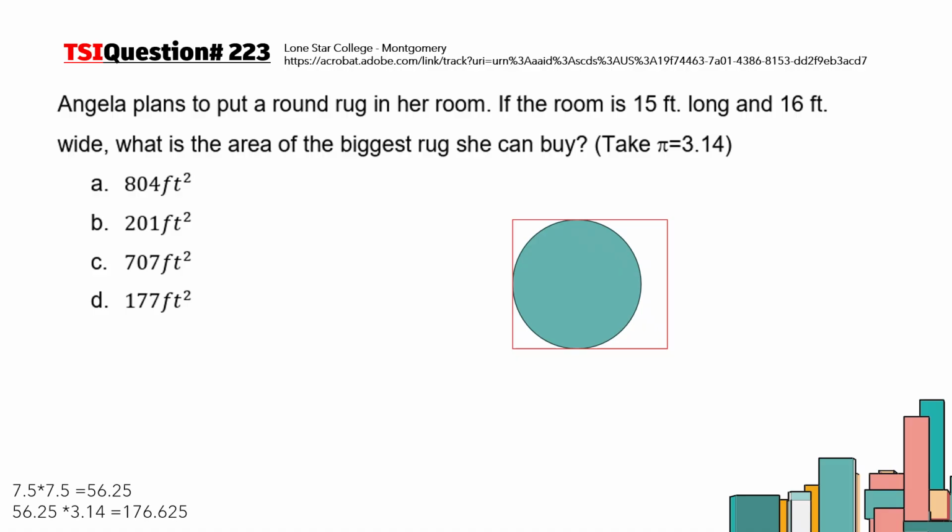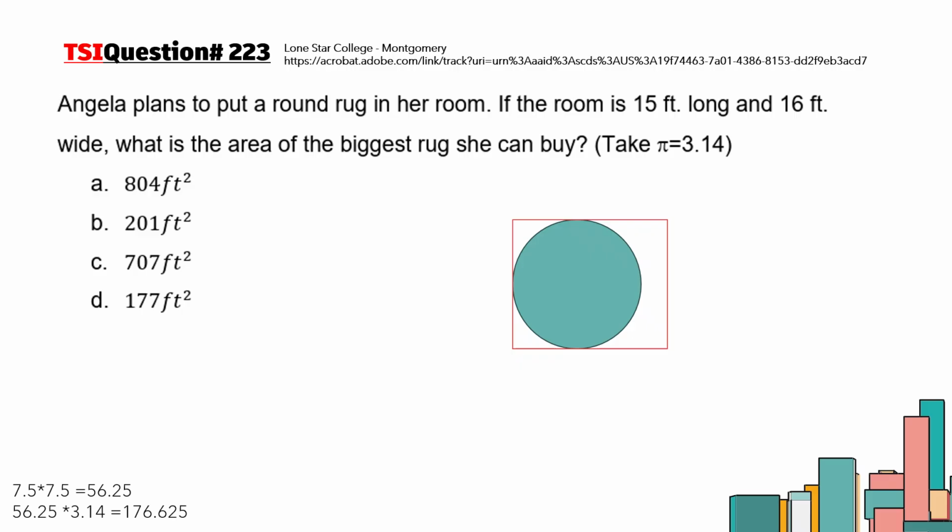Angela planned to put a round rug in her room. If the room is 15 feet long and 16 feet wide, what is the area of the biggest rug she can buy? And they said take the value of pi at 3.14.